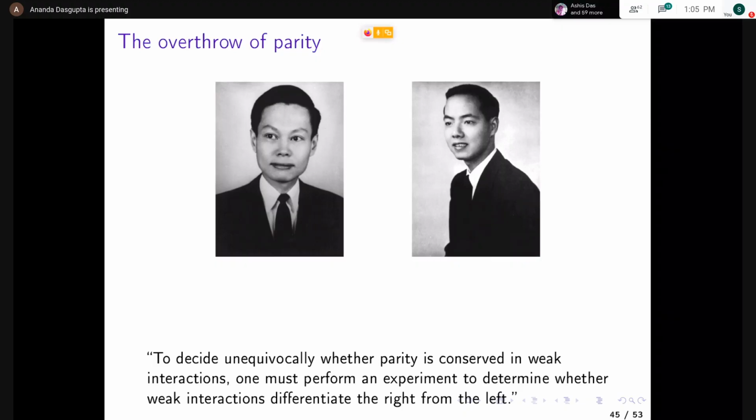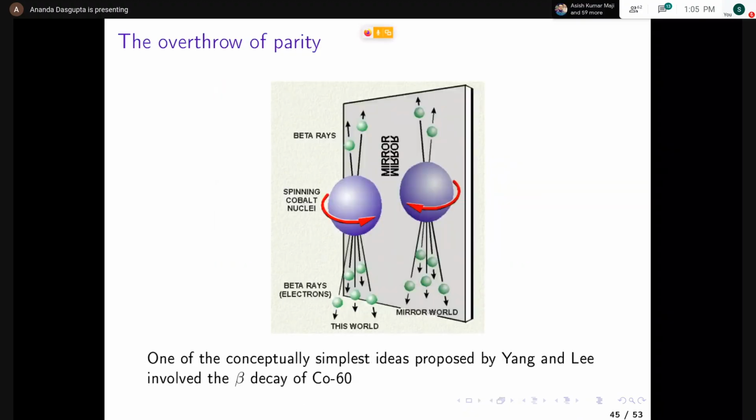So the first time we were talking about an interaction differentiating between the left hand and the right hand. And the conceptually simplest idea that they gave was this. In their paper, they talked about this. Look at the beta decay of cobalt-60. We know cobalt-60 is a spinning nucleus. It has a nuclear spin, an angular momentum. And we know that beta particles come out from it on the decay.